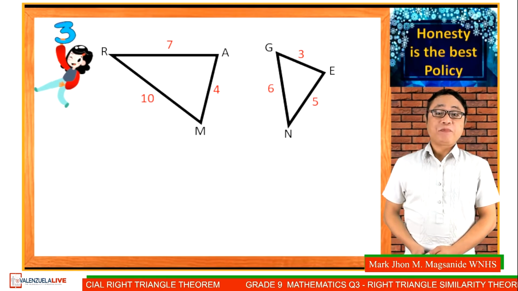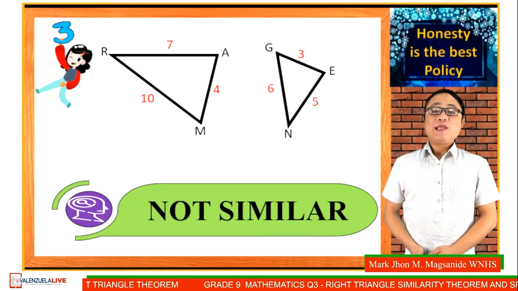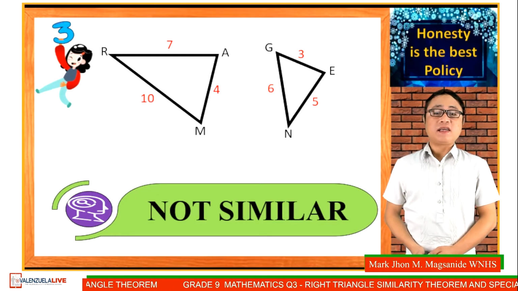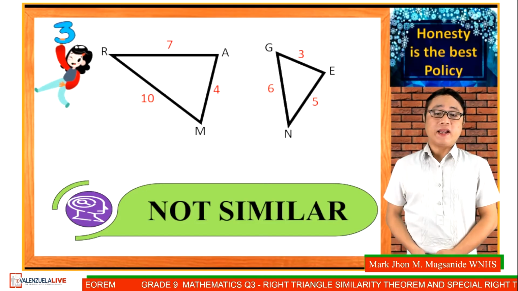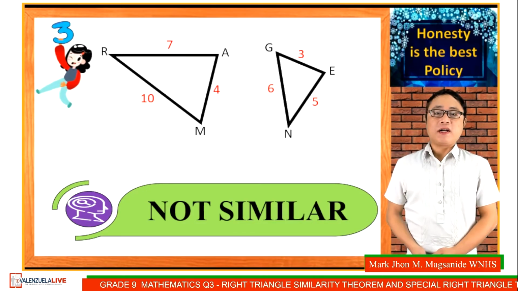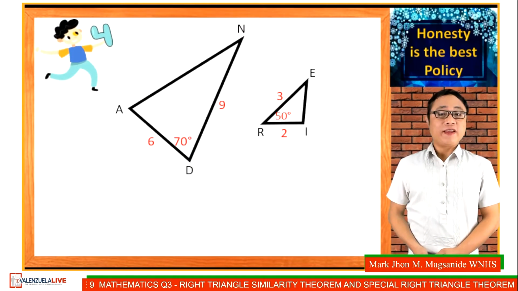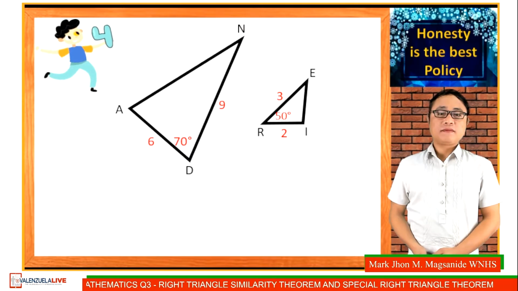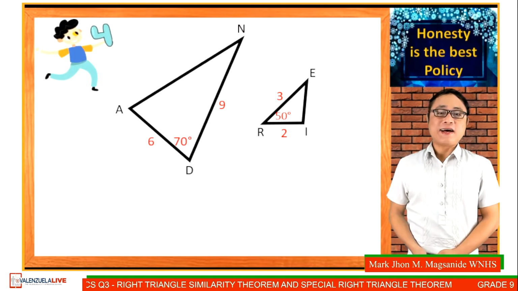Time is up. The answer is not similar. The given three corresponding sides are not proportional, and there is no given measure of angle. Hence, the two triangles are not similar. Number 4, refer to the given figures. Timer starts now.